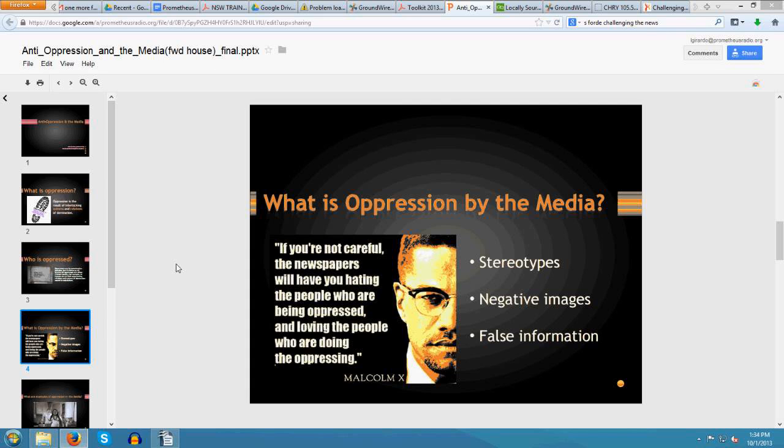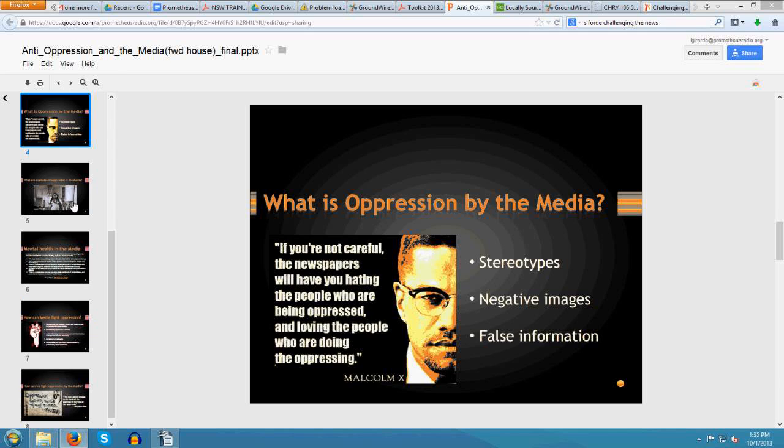And so this particular PowerPoint is an interesting tool because it approaches oppression in the media by defining what oppression is and then looking at a specific example of how oppression occurs in the media. There's two examples here, one related to Aboriginal representation and one related to representations of mental health. So I think that this is a useful teaching tool. I'll go through it very quickly for the purposes of today.